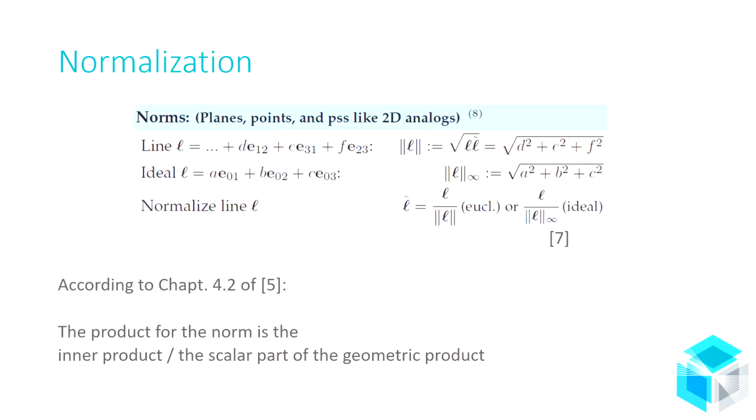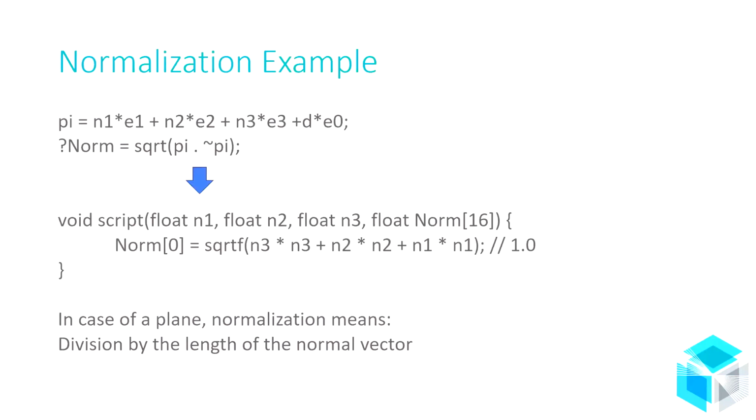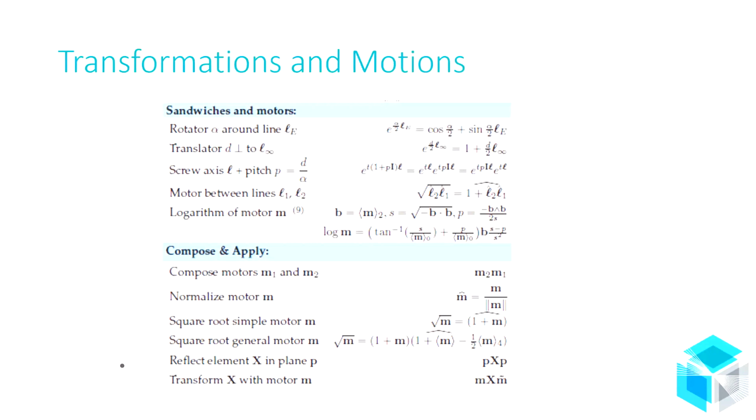I think I should skip this in order to come to a very important application that I would like to present. It is about transformations and motions. This is a part of the cheat sheet about that. You can see the rotators, translators, and you can also see how to deal with motions from one line to the other, from one plane to the other, what we need for the next application.